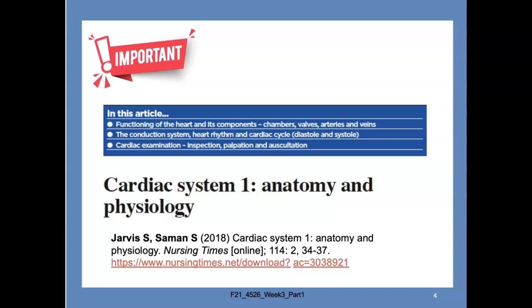This is a great 4-page article by a nurse in Nursing Times on the cardiac system, anatomy and physiology. Make sure you review this. I will not be reviewing the normal anatomy and physiology of the cardiac system or the heart, because this is something that you should already know. So it is very important that you read this 4-page overview. It will be on your first test.